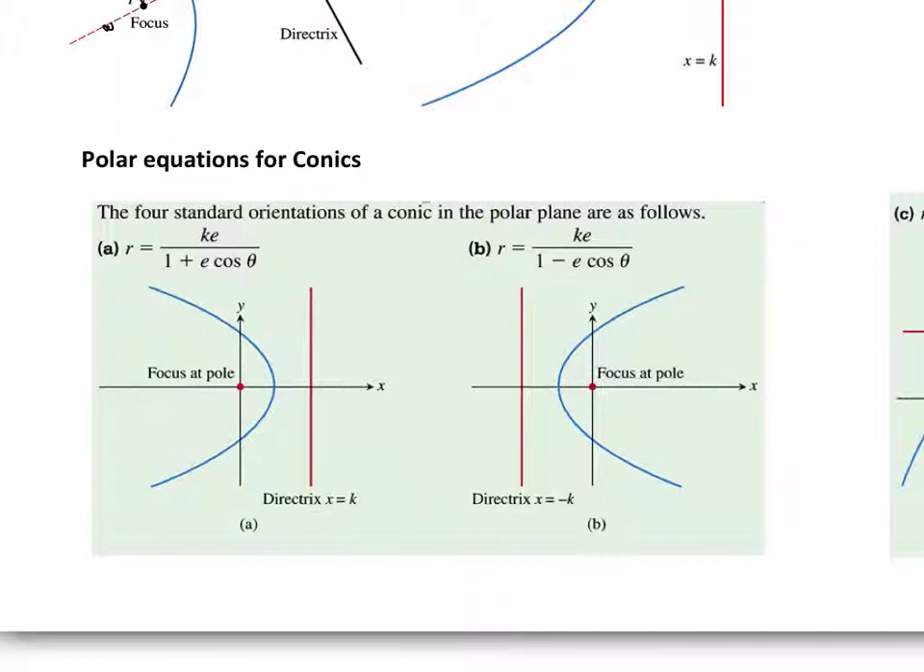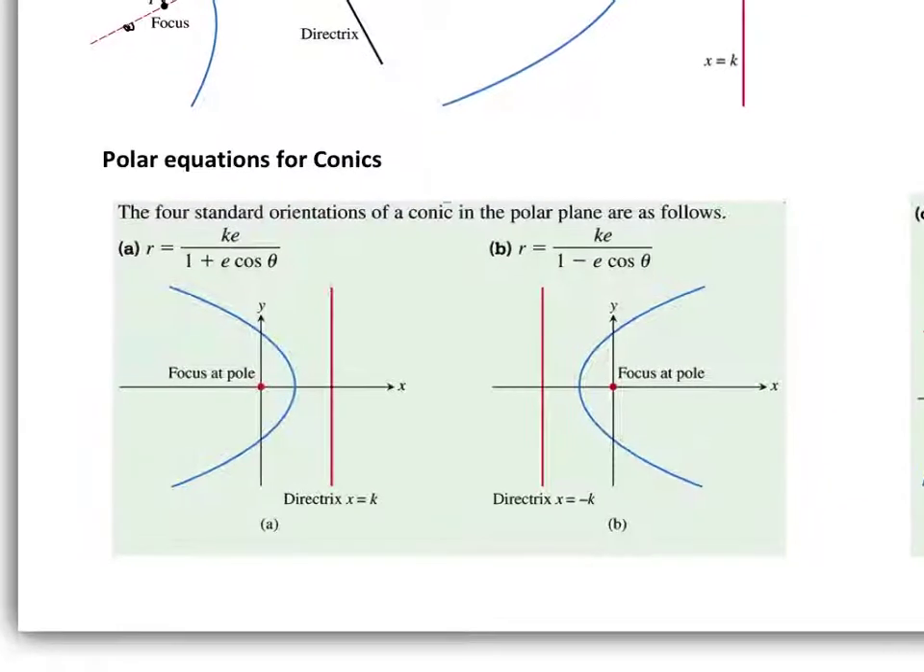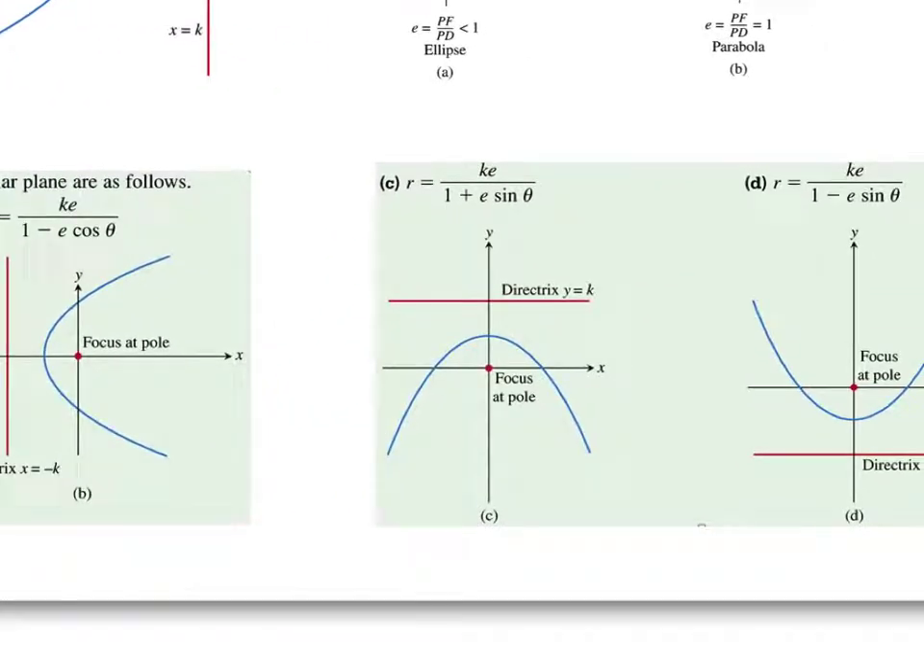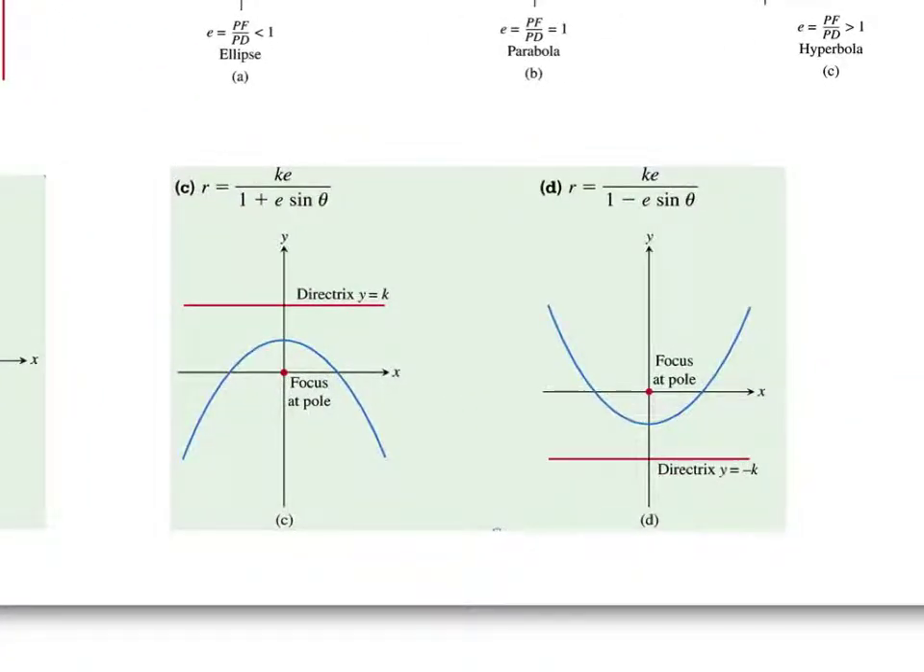Polar equations for conics. So here are four different types. Four standard orientations of a conic in the polar plane are as follows. So if you have the r equals, directrix is x equals k, they're curved like these. X equals negative k, they're curved like this. If you go y equals positive k, opens down. Y equals negative k, opens up. Or curves up.